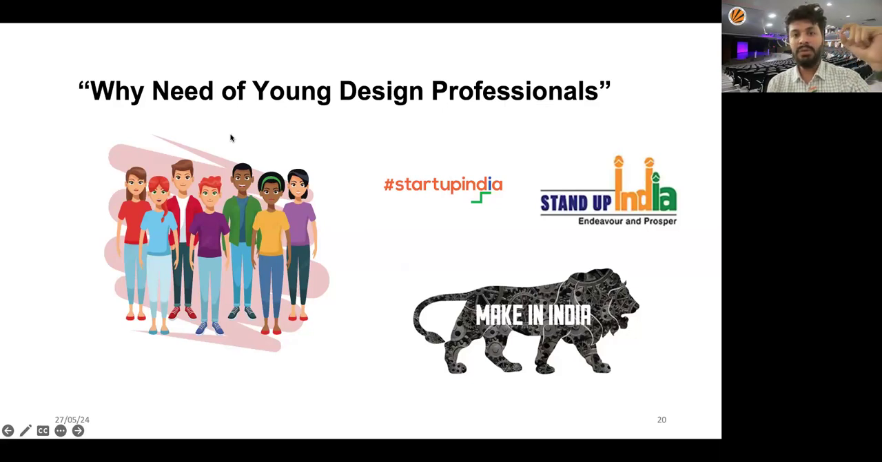In 2014, the government launched three different programs: Startup India, Stand Up India, and Make in India. What exactly is the aim of these missions? India is a manufacturing hub, but in India there is a lack of designers. We are thinking to develop our country in terms of designers. We are seeking designers who can develop their own products, design their own products, and launch them into the market. That is the ultimate aim of Startup India, Stand Up India, and Make in India.